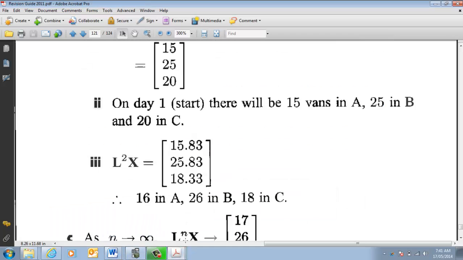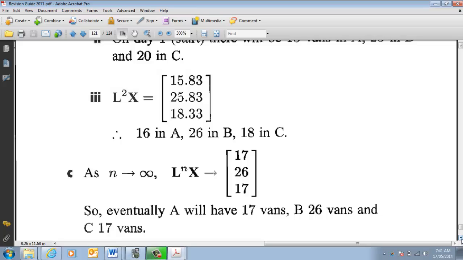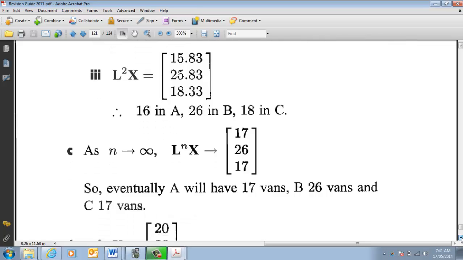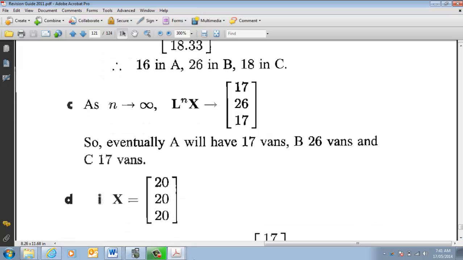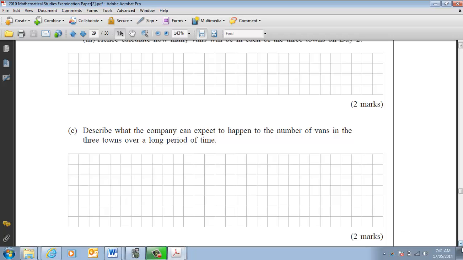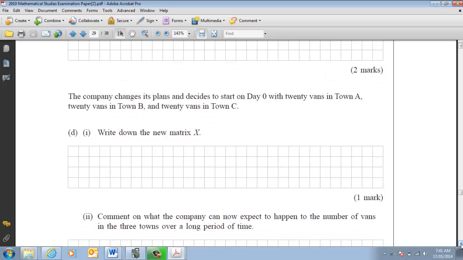So in this particular case, what they're saying here is that's looking at as n goes to infinity, right? So if you do that calculation L to the 100 times by x, you'll get roughly 17, 26 and 17. Alright? Because it's a 3 by 3, we don't expect you to do the algebra. If it was a 2 by 2, then we might. Alright, so we'll go to the next part of the question. So very typical sort of things that you would be expected to do in a transition matrix question. Alright, then you go over here, we'll change the information.